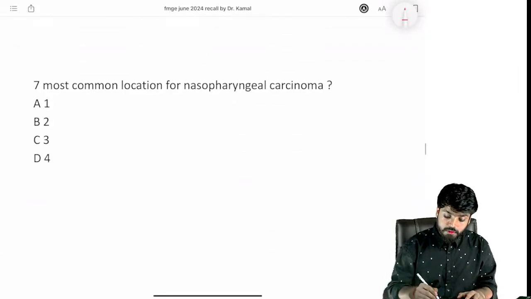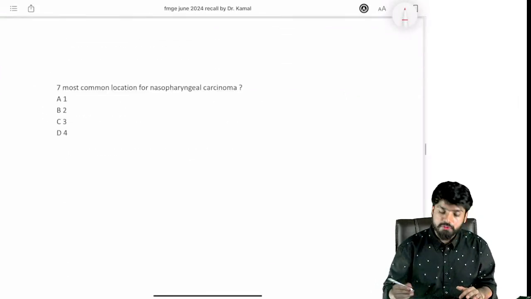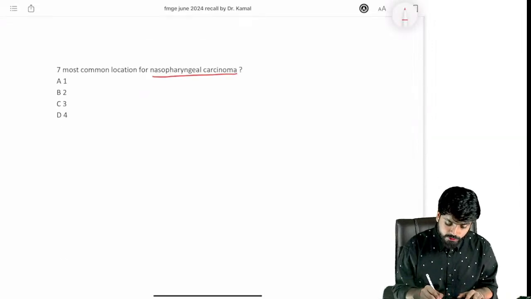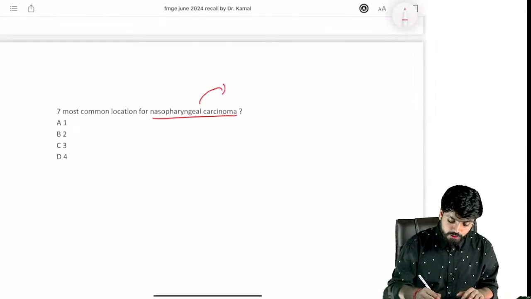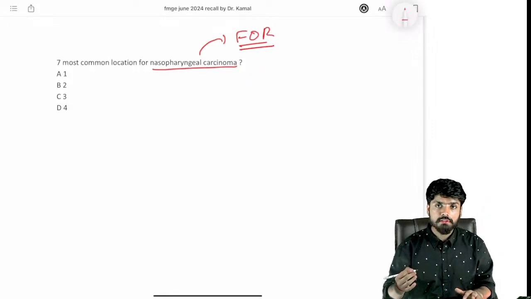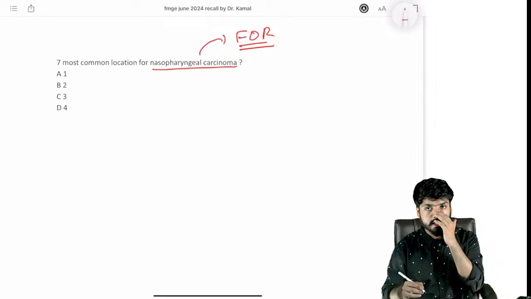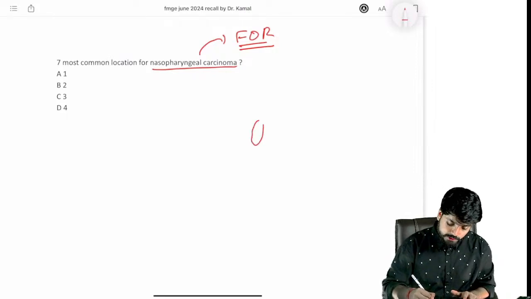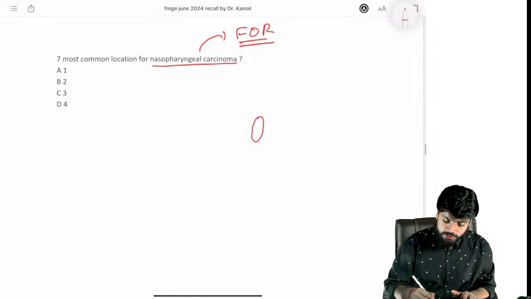Most common, it was a picture based. The picture is not there anymore. Most common location for nasopharyngeal carcinoma, we all know it, fossa of Rosenmuller. See the image that the students were telling was there for this. See, this is the opening. This is the eustachian tube opening. Here there is a swelling kind of a thing.